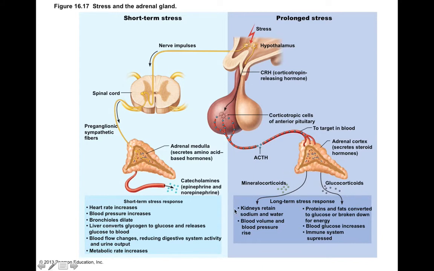Now, ultimately, what this does is cause your body to retain more sodium and water, and ultimately increase blood volume and blood pressure as a result. We're also going to see, as a result of the glucocorticoids, that proteins and fats will be converted to glucose, so you're going to see a rise in blood glucose concentration. But you're also going to see a suppression of the immune system with prolonged stress. So when you think about stress in the long term, it can actually have an inhibitory function on your immune system, which can lead you to be more susceptible to infectious diseases.